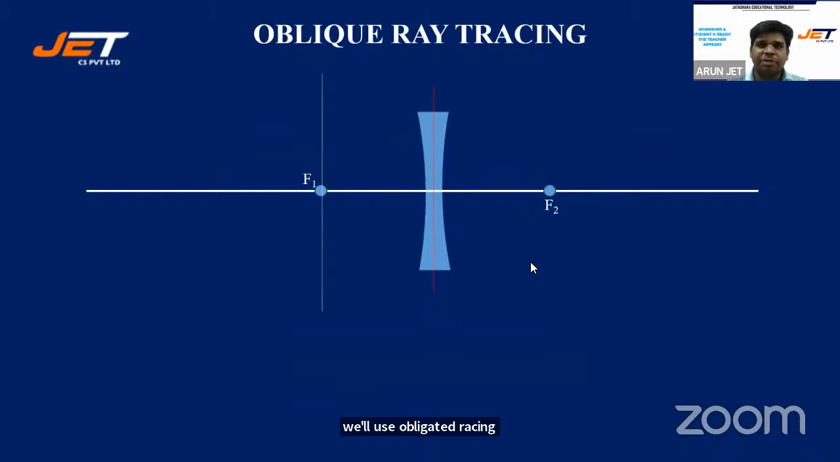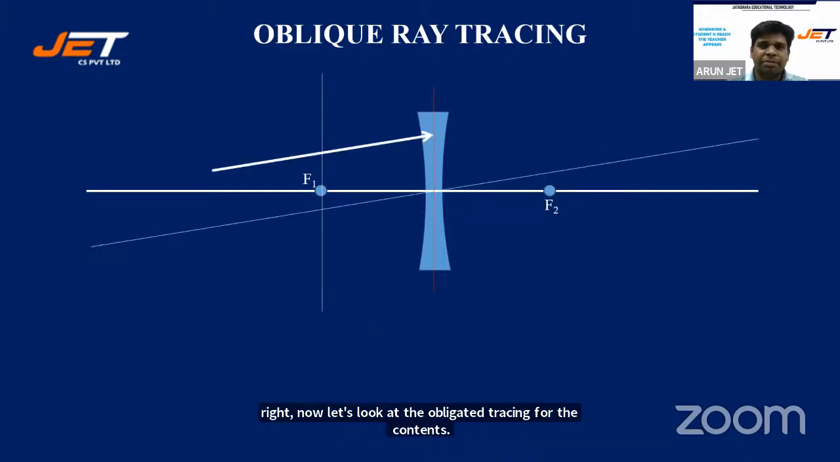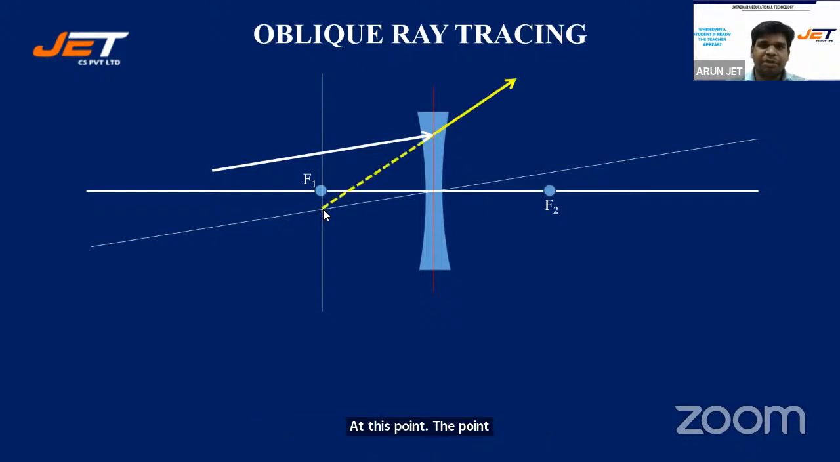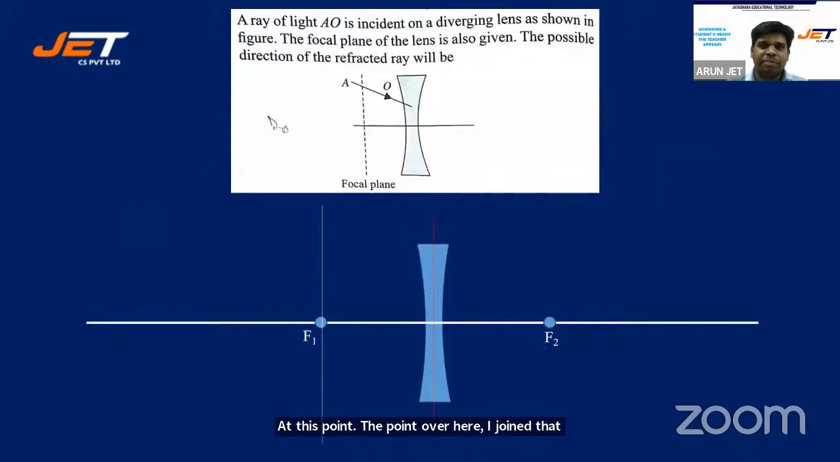All right. Now let's look at the oblique ray tracing for the concave lens. I've got a random ray, a ray passing through the optic center, parallel to the incident ray, intersects the focal plane at this point, the point over here. I join that point, that's my refracted ray.